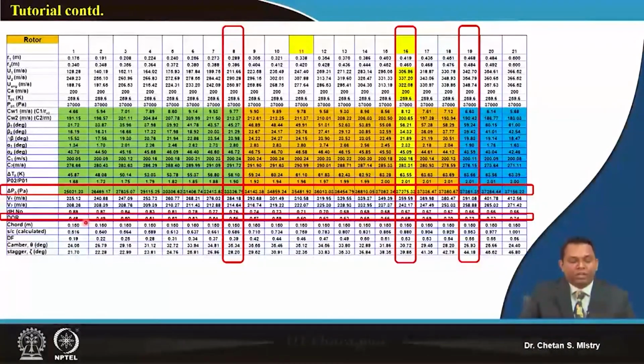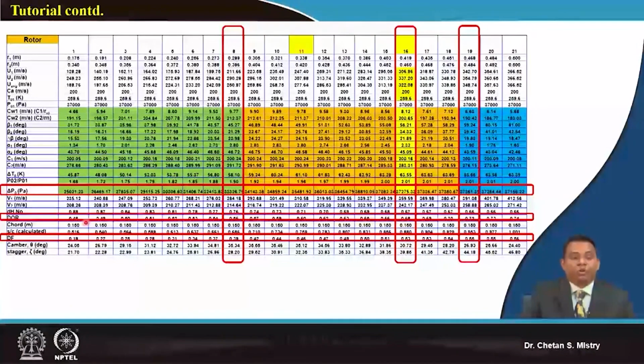So if we look at my degree of reaction at the hub, that's what is coming 0.48, and near the tip, that's what is coming 0.74. Now diffusion factor is varying all the way from 0.19 to 0.56, and we have our variation of camber angle and stagger angle accordingly. So we need to check what is happening with all these parameters in line with what we have discussed up till now. This sheet that we are observing has come after many iterations.